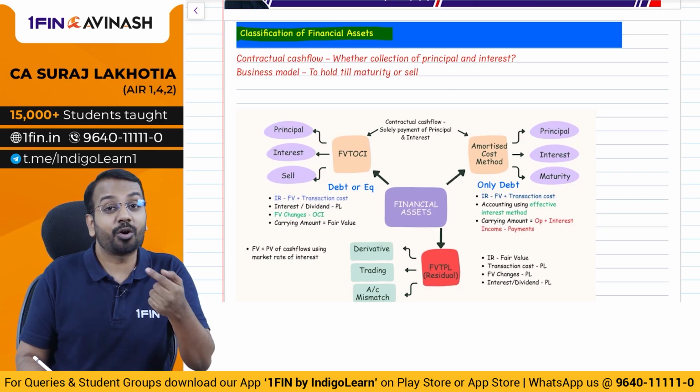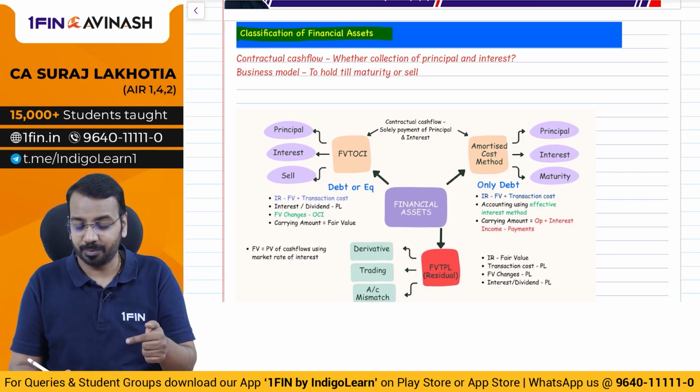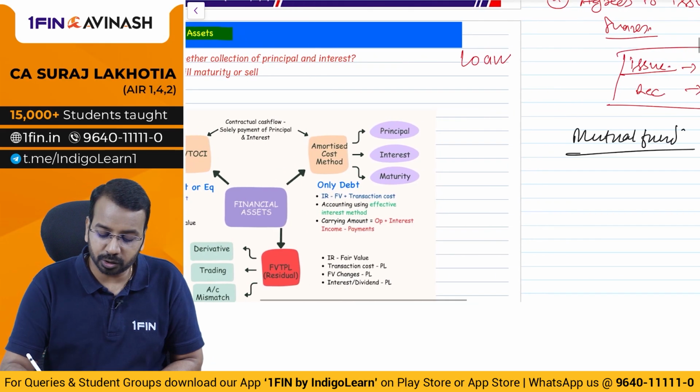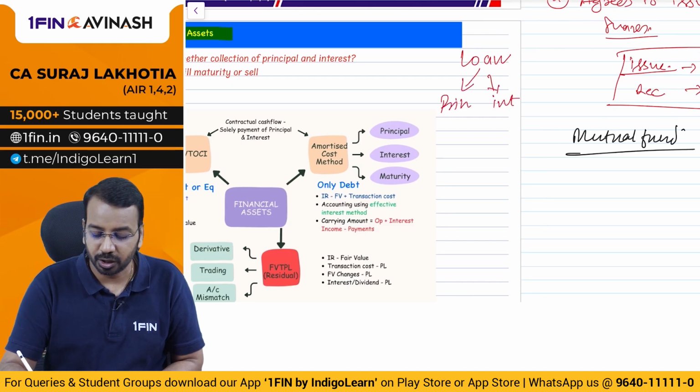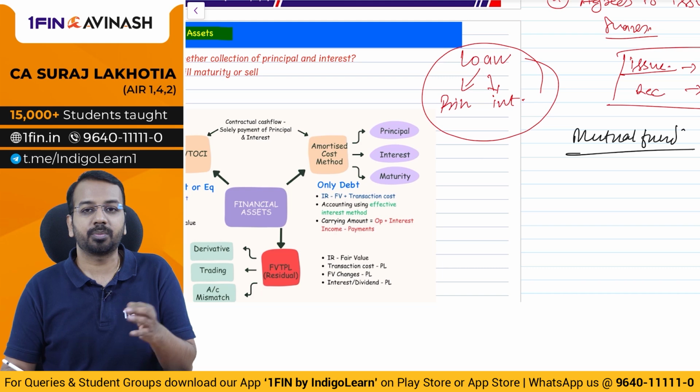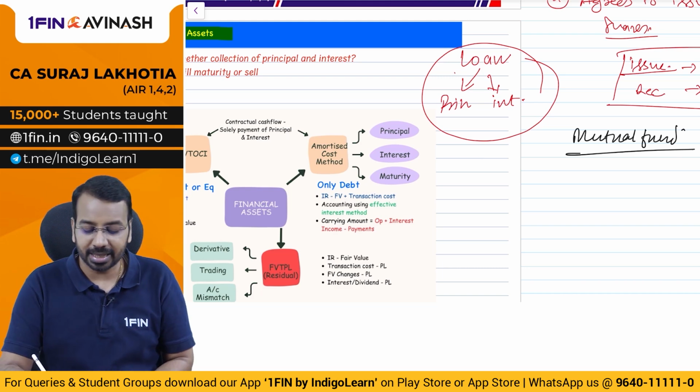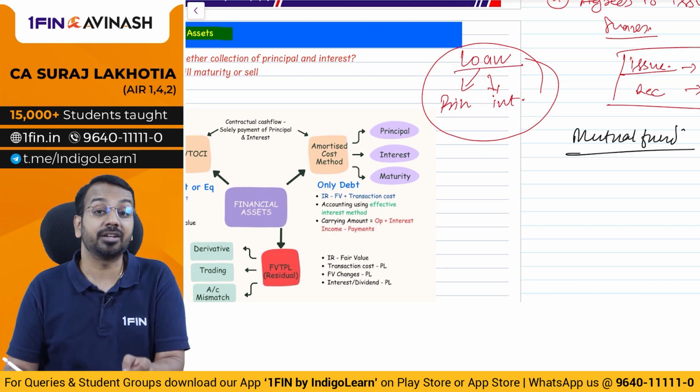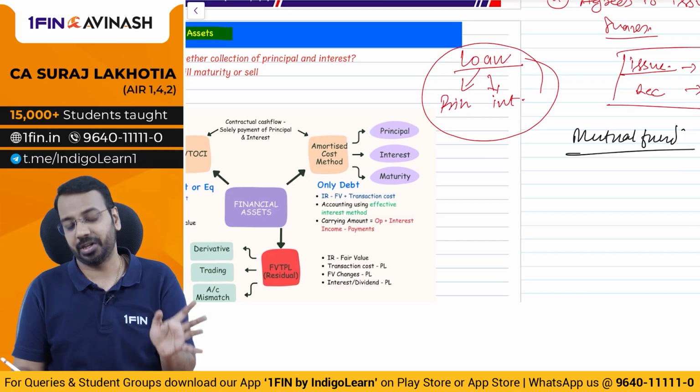Why? Because I have a contractual right to receive cash. Now if I give a loan, what are the two cash flows I get? I get principal and I get interest. So there is a contractual right to receive both principal as well as interest. That is a loan, which is a financial asset. Am I clear? Very good.